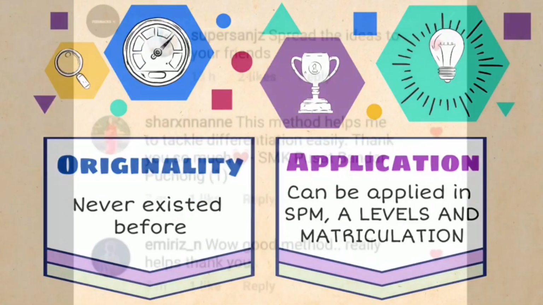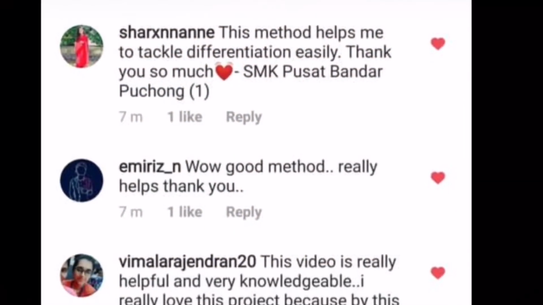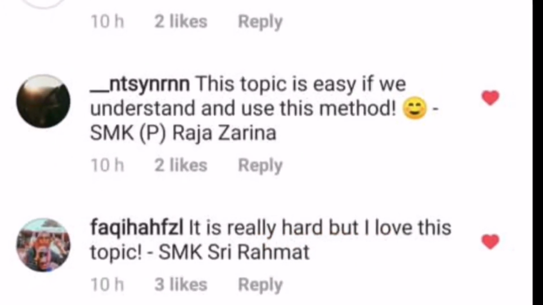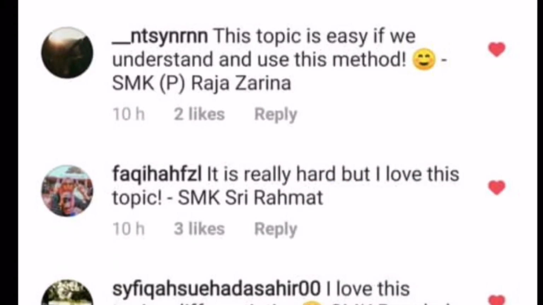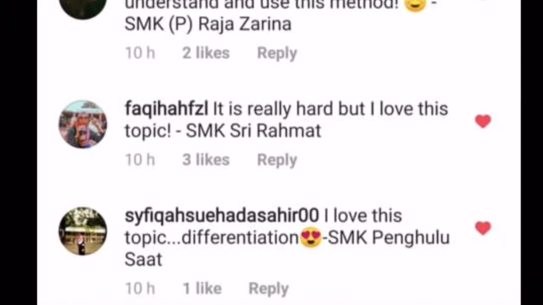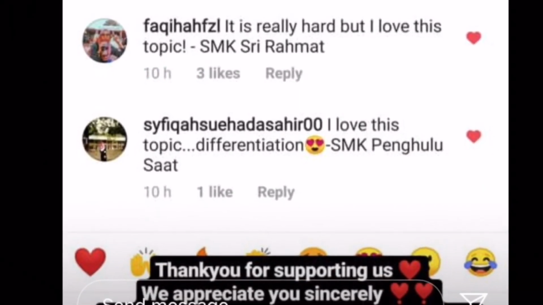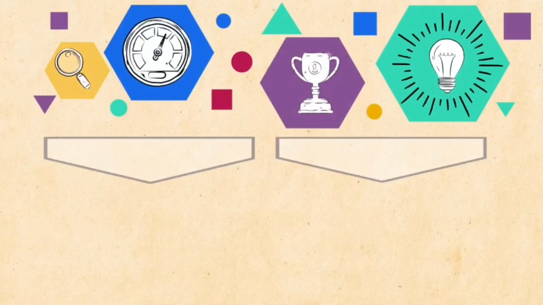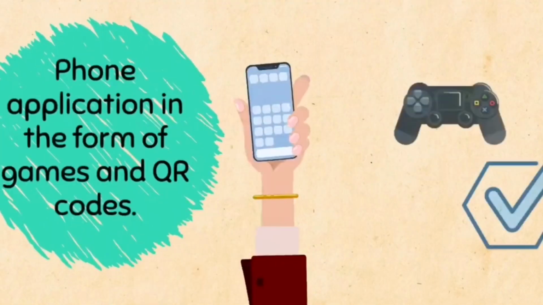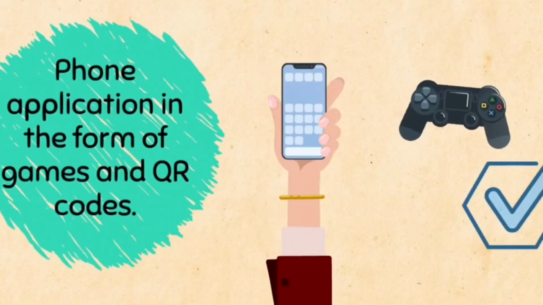The marketing potential is limitless, it's original, and this is not out there yet. It can be used for all levels from SPM to Matric to A level and even diploma and degree level. You have many users out there waiting for it. The product is according to 21st century learning and is in the process of Industrial Revolution 4.0 in education.